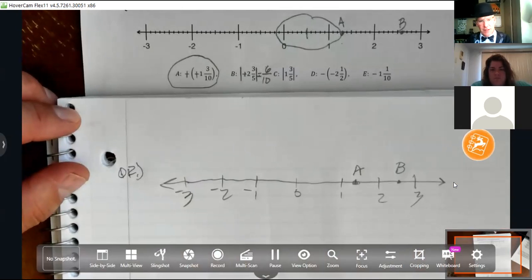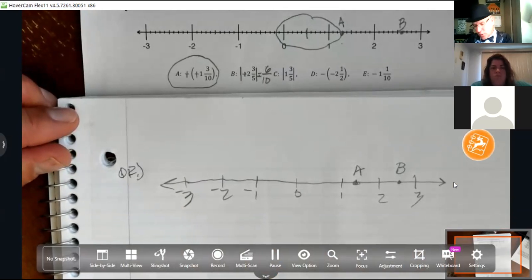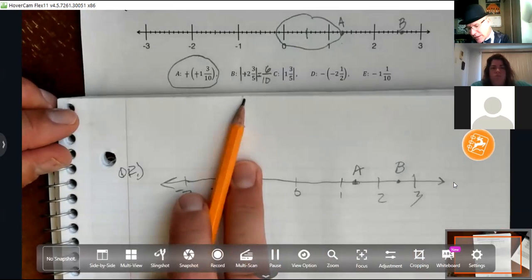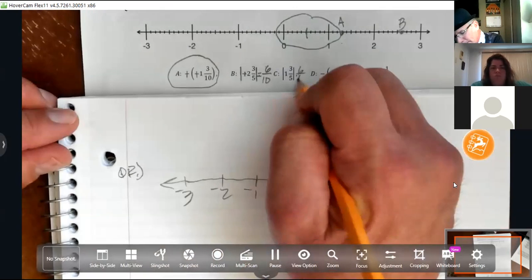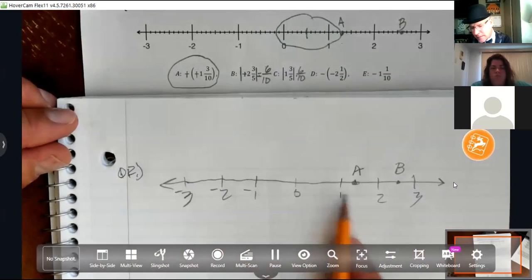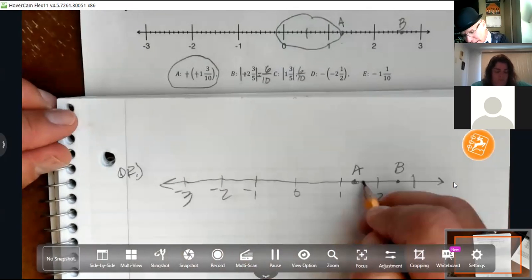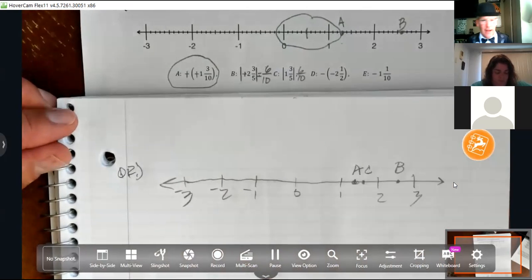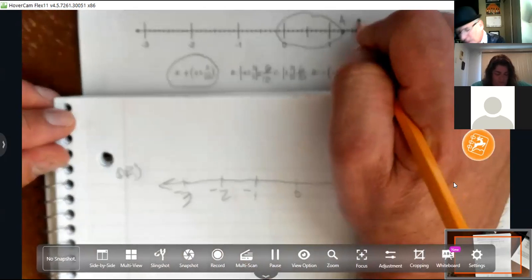Let's take a look at point C, 1 3/5. You already know that absolute value means distance from 0, so it's a positive number. So we're going to go 1 3/5. We know we already converted 3/5 over here, so 1 3/5 is the same as 1 6/10. So we're going to go to 1 and 5/10 and 6/10. So it's just to the right of A. So point C is right there.